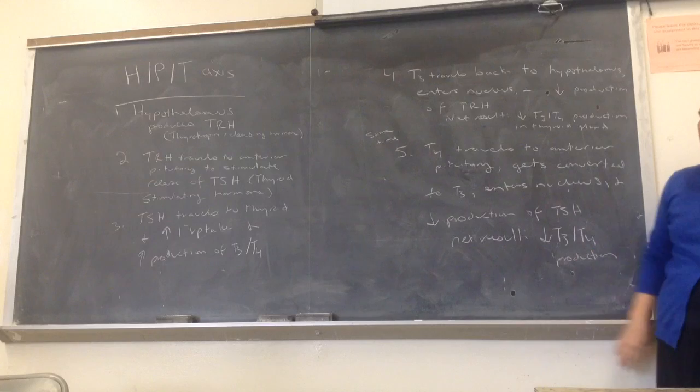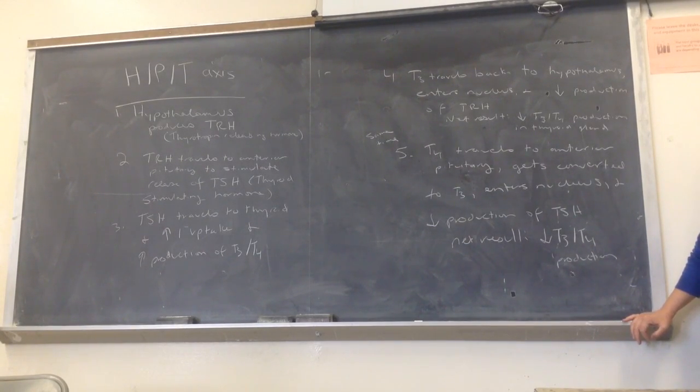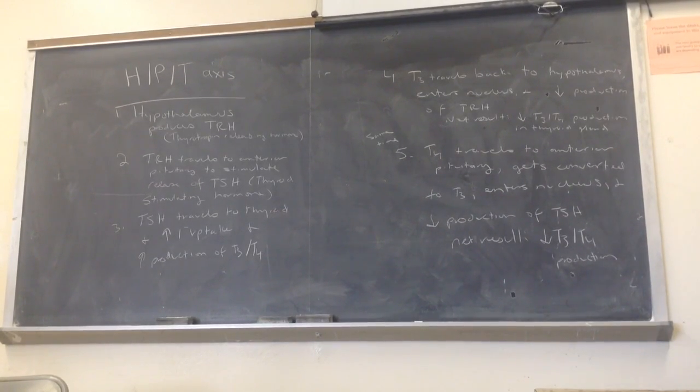So this is the hypothalamic pituitary thyroid axis. First thing that happens, the hypothalamus produces TRH, which is thyrotropin releasing hormone. Number 2, the TRH travels to the anterior pituitary to stimulate the release of TSH, which is the thyroid stimulating hormone. The TSH travels to the thyroid and increases I-, iodide uptake and increases production of T3 and T4. So there are two different mechanisms.